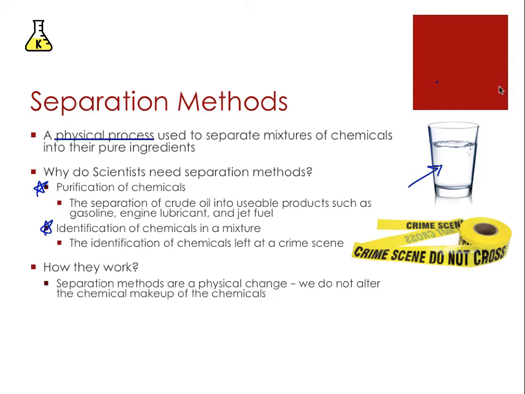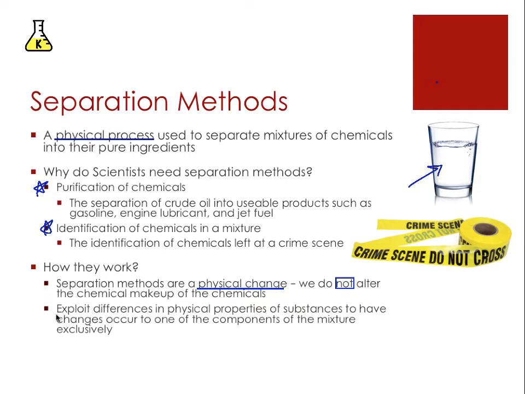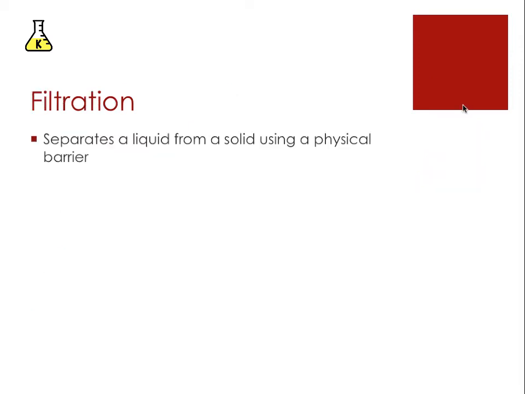Next, we'll move on to how separation methods actually work. As we've already mentioned, separation methods are all about physical changes. We do not alter the chemical makeup of the chemicals during the separation process. What we do in separation methods is we exploit the differences in those physical properties. And the end result is we want to have changes occur to one of the compounds of the mixture exclusively without affecting the others. And again, that's going to be due to the differences in those properties. We're going to reference back to this idea a couple times throughout the discussion, so please keep this topic in mind. So let's move on then to our first separation method, something very simple known as filtration.